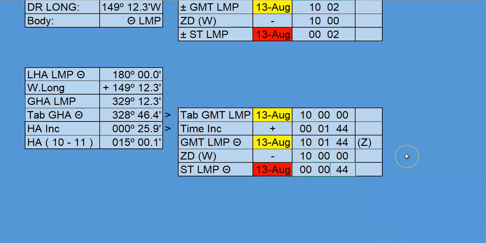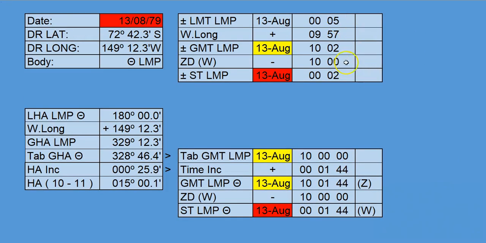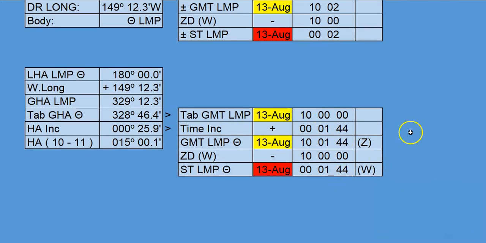So that will give us a time of, sorry, that should be 0001:44, and that will be in time zone Whiskey. So 0001:44, which is very close to 0002. That gives us an indication that that is correct. And that is in fact all we had to do for this question. We needed to find GMT and zone time for the Sun at lower meridian passage. So there's an approximate time, and there's our actual time.